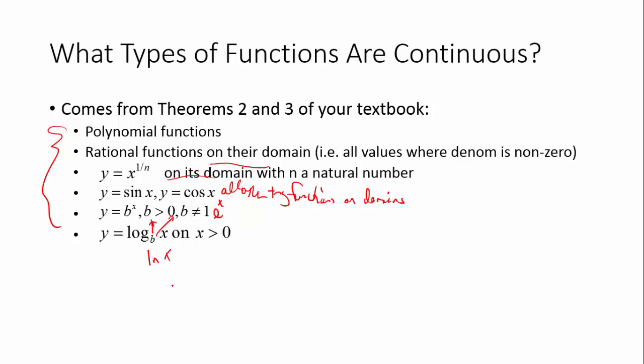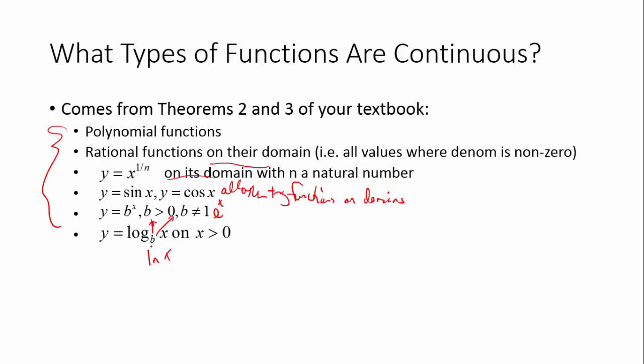So basically, a lot of what I consider nice functions are going to be continuous. Your polynomials, your rationals on their domain, your trigs on their domains, your exponentials, your logarithmics, all on their domain, your reciprocal functions on their domain. So what I want you to do is take a look at exercises 8 and 9. They ask you to use the laws of continuity and some of the theorems, and by theorems 2 and 3, they mean this list, to show that the given functions in exercises 8 and 9 are continuous.